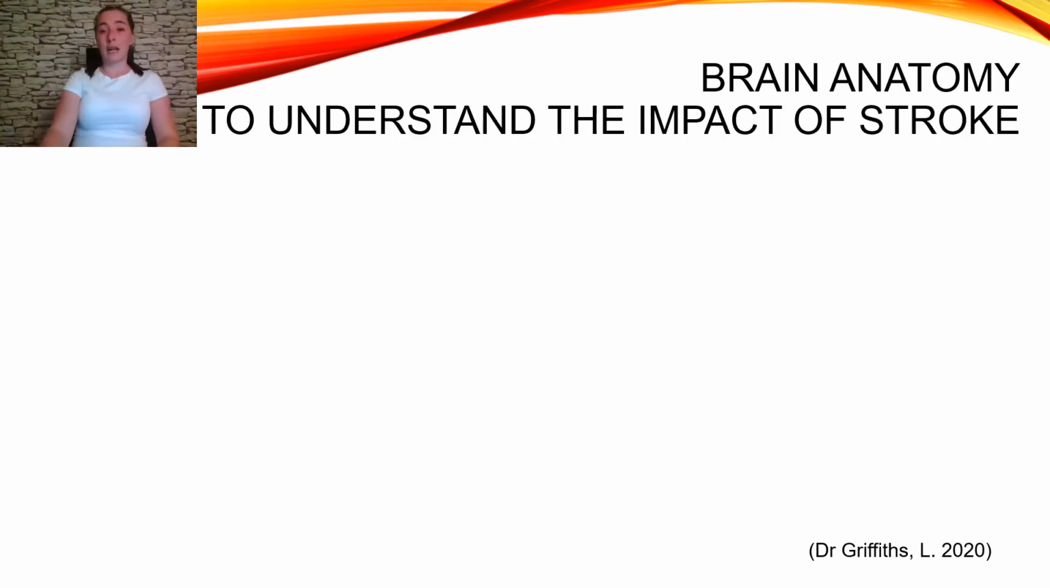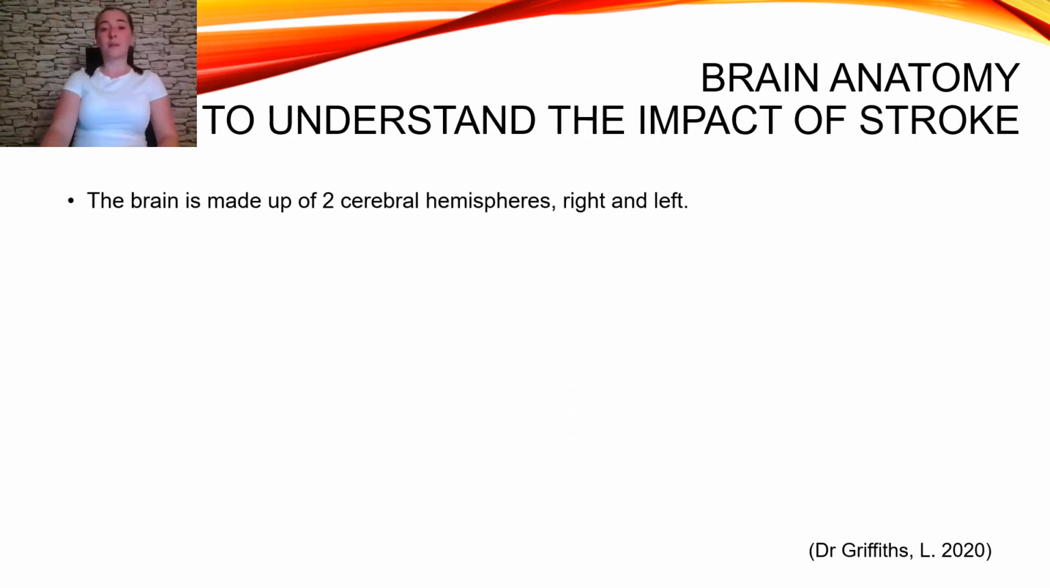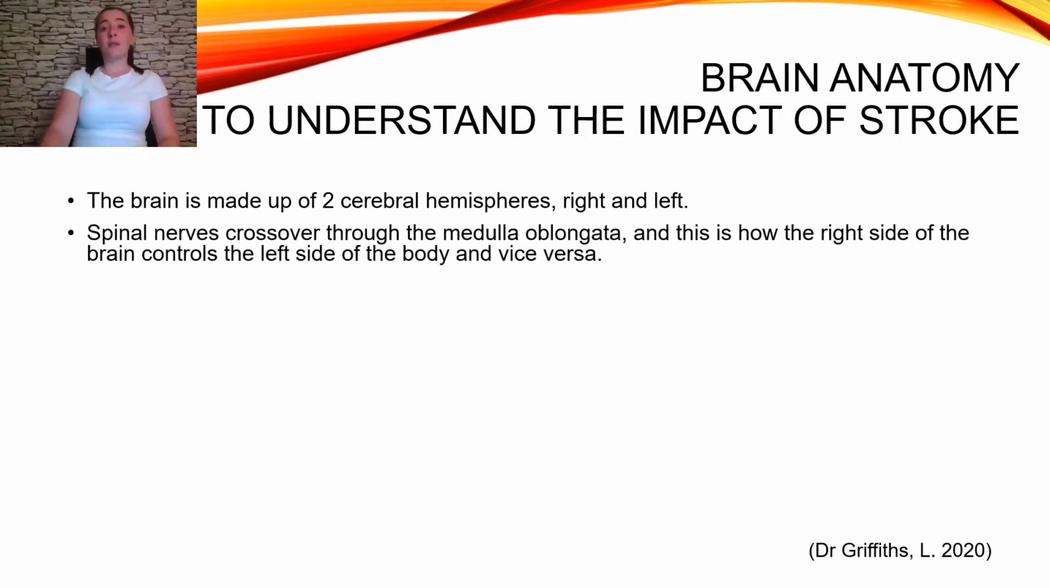Brain anatomy to gain further understanding of the impact of stroke. So the brain is made up of two cerebral hemispheres, right and left, and spinal nerves cross over through the medulla oblongata, and this is how the right side of the brain controls the left side of the body and vice versa.